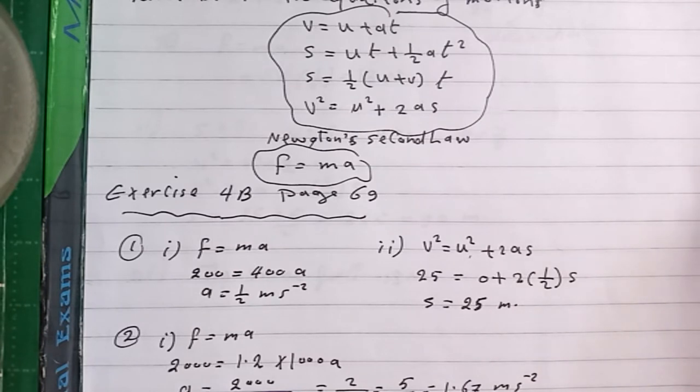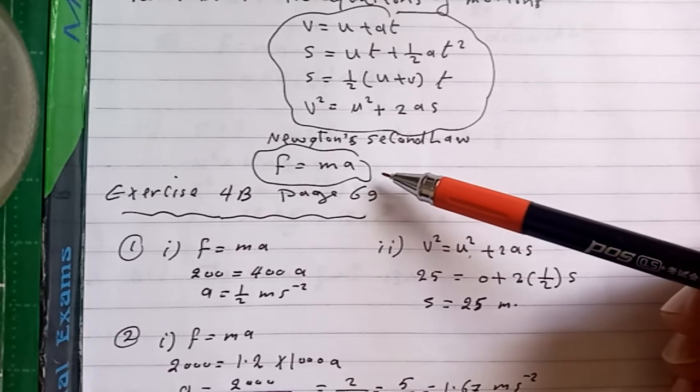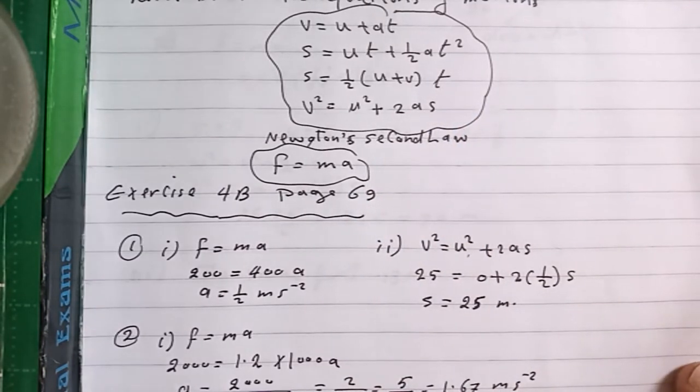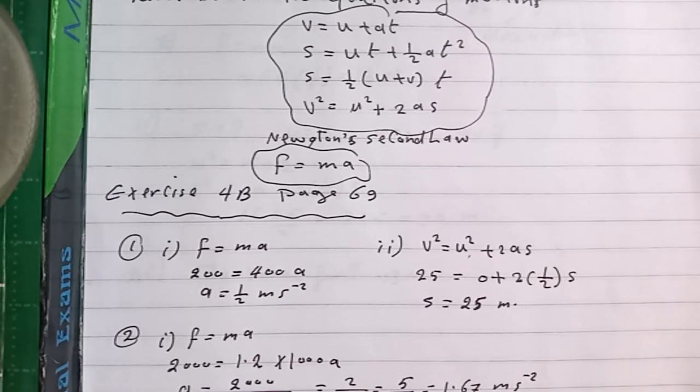In this exercise we will relate these equations of motion with Newton's second law. We'll use both of them in some situations. The first problem says that a man pushes a car of mass 400 kilograms. So M equals 400 kilograms, on level ground with a force of 200 Newtons.